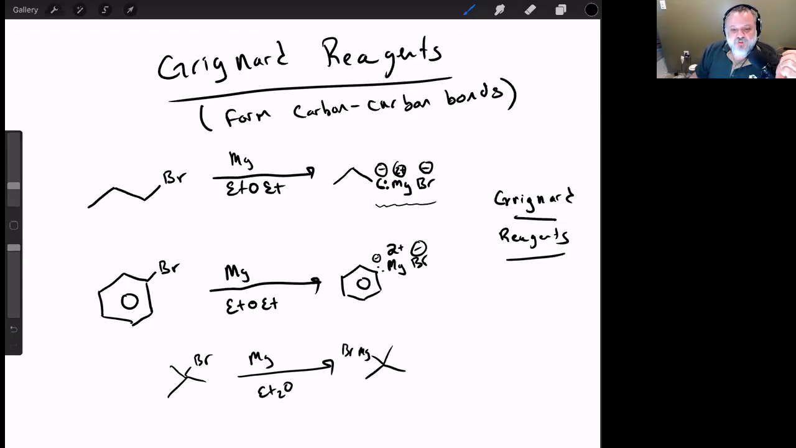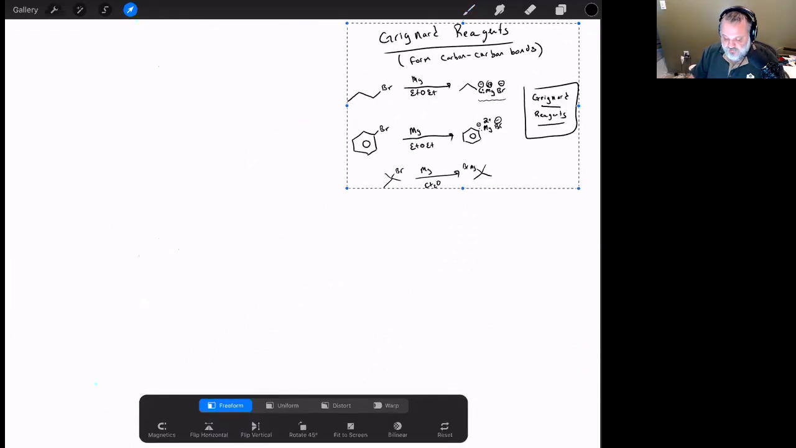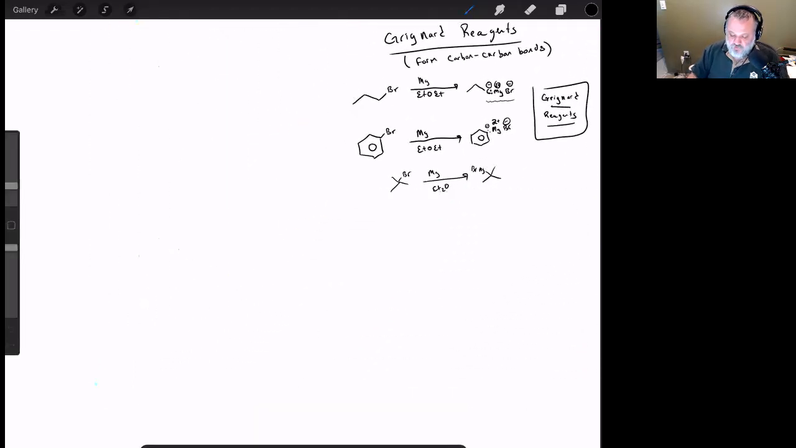These are going to react a little slower and not be so synthetically useful. So now that you've made the Grignard reagent, what can you do with the Grignard reagent? So remember that a Grignard reagent is essentially an anionic carbon.